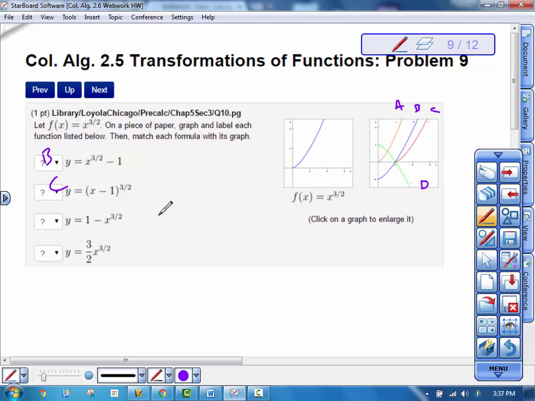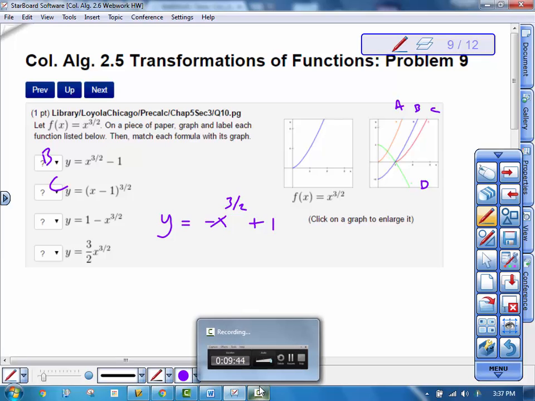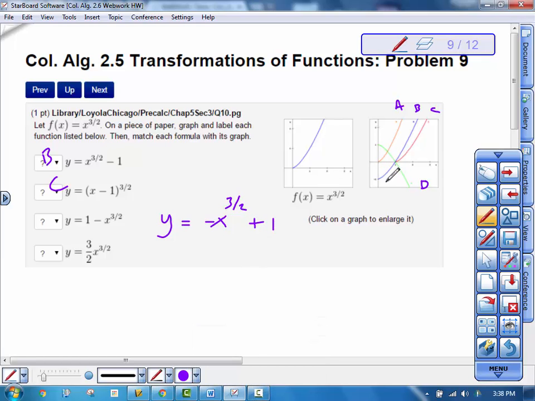And then if we do 1 minus, I'm going to rewrite that as negative x to the 3/2 plus 1, because it's shifted up, but it's reflected first. So first it's reflected over the y-axis, and then once it's reflected, then it's shifted up 1 unit. So it's the green function, which is D.